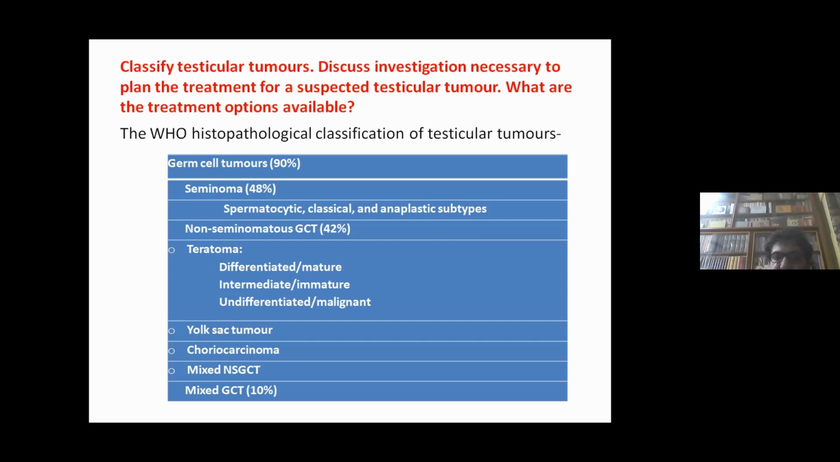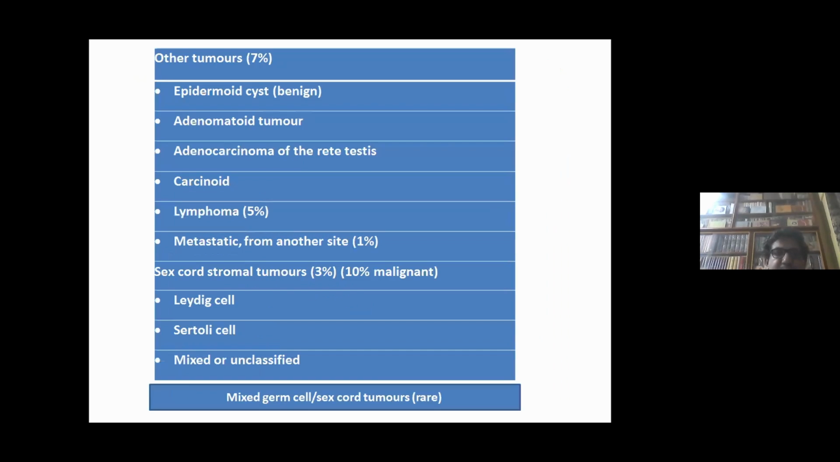non-seminomatous germ cell tumors. Now, teratoma can be differentiated or mature, intermediate, immature, and undifferentiated or malignant. There may be yolk sac tumor, choriocarcinoma, and mixed non-seminomatous germ cell tumor. And apart from that, there are mixed germ cell tumors. Other tumors are epidermoid cyst, adenomatoid tumor, adenocarcinoma of the rete testis, carcinoid, lymphoma, and metastasis from another site. And lastly, sex cord stromal tumors, which are 10% malignant. They may be Leydig cell, Sertoli cell, and mixed or unclassified.